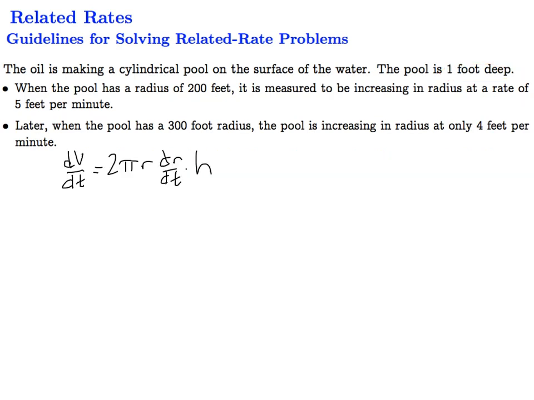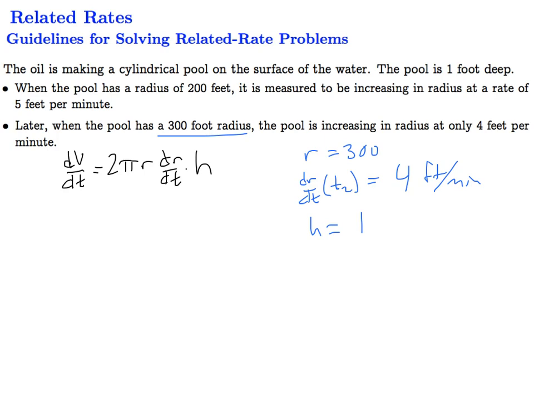Now we can also use the same equation we just found in order to figure out what happens when we have a 300 foot radius. In this case, R is just going to be 300. dr/dt at time t2, we said, is going to be 4 feet per minute now instead. And again, our height will always be 1 foot.